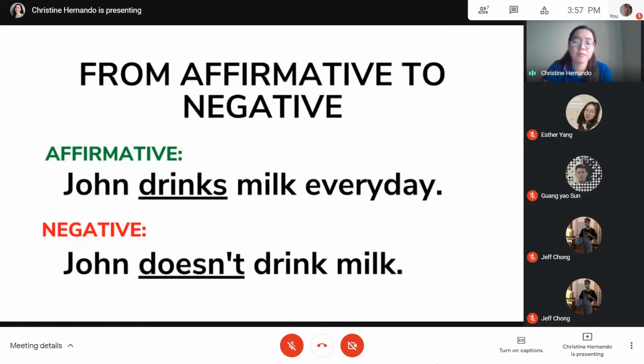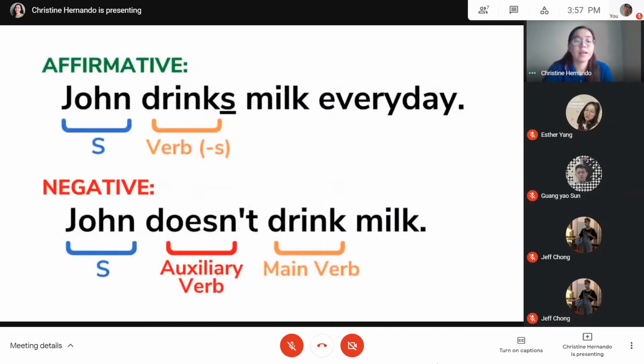As you can see, we have here two sentences that use the singular subject John. However, these sentences differ in the structure. In the affirmative sentence, the subject is immediately followed by the S form of the verb, which is drinks. While in the negative sentence, the subject is followed by an auxiliary verb, and then the auxiliary verb is followed by the main verb.